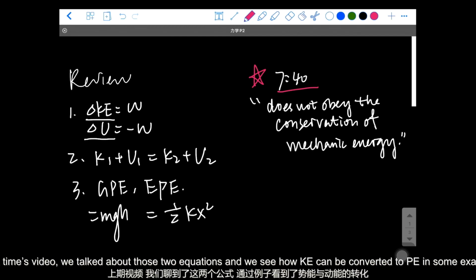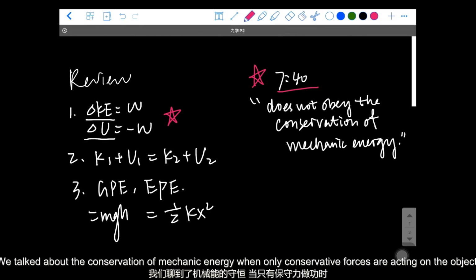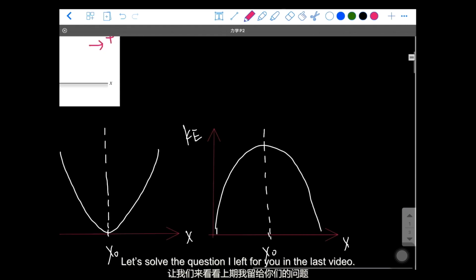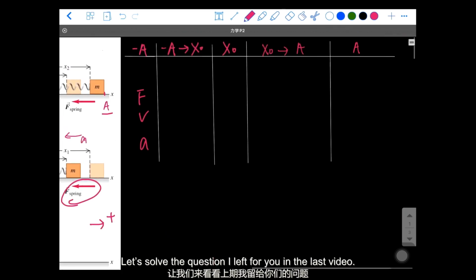In the last video we talked about those two equations, and we saw how kinetic energy can convert to potential energy in some examples. And we talked about conservation of mechanical energy when only conservative forces are acting on the object. We also learned the definitions of gravitational potential energy and elastic potential energy. Let's solve the questions that I left for you in the last video.